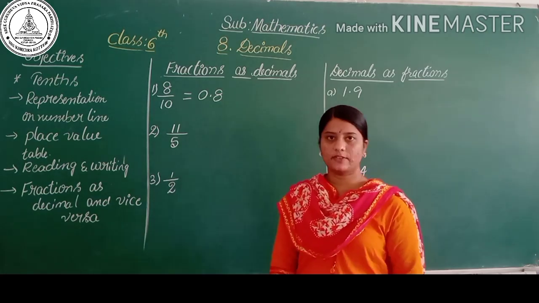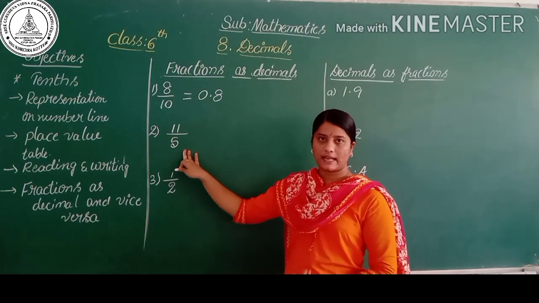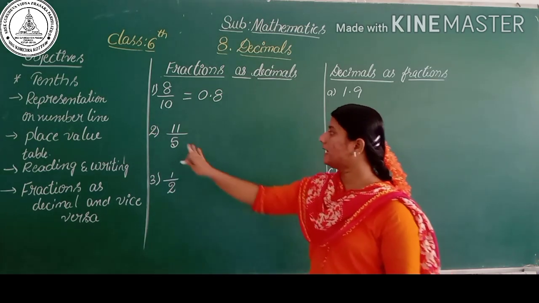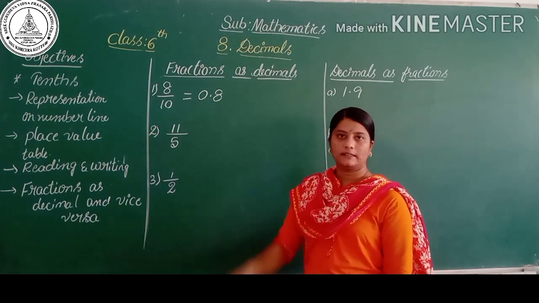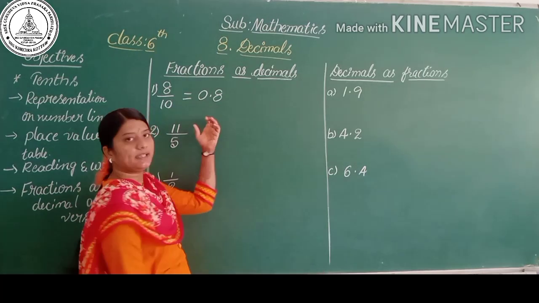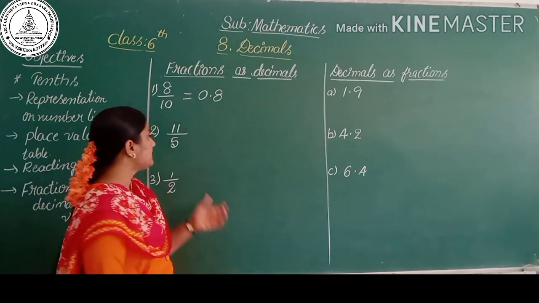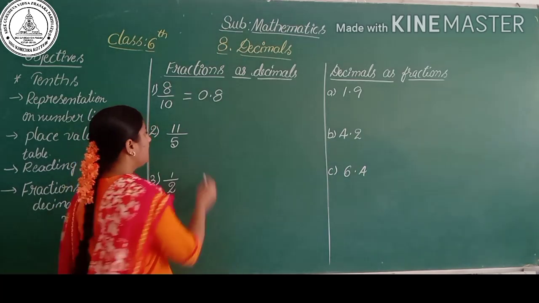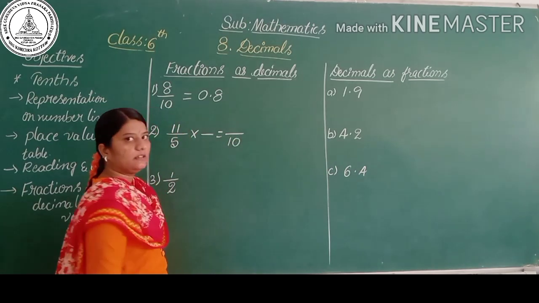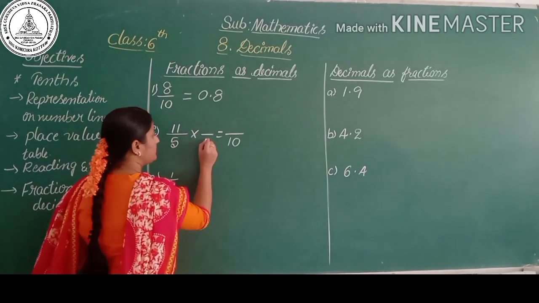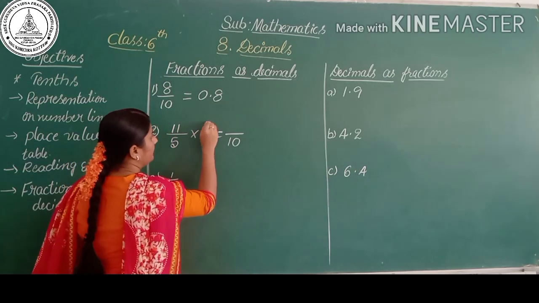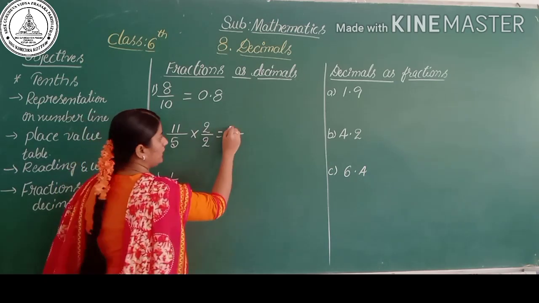And the second question is 11 by 5. In the previous class we learned how to convert a denominator like 5 to 10. So convert this denominator to tens. How can we convert? By multiplying both the numerator and the denominator. We need the denominator 10, so how much is 5 to 10? Multiply both the numerator and the denominator by 2. 11 becomes 22.